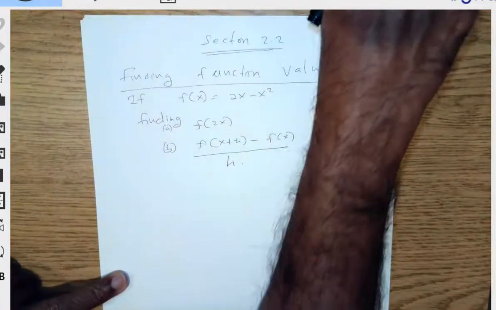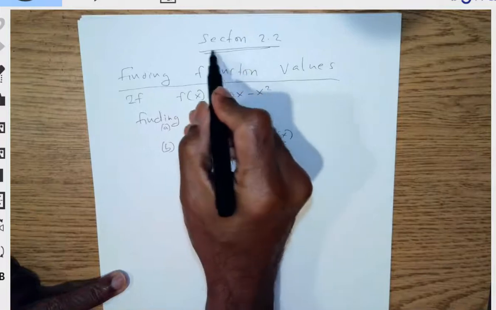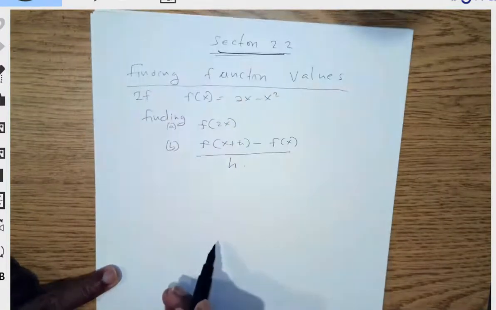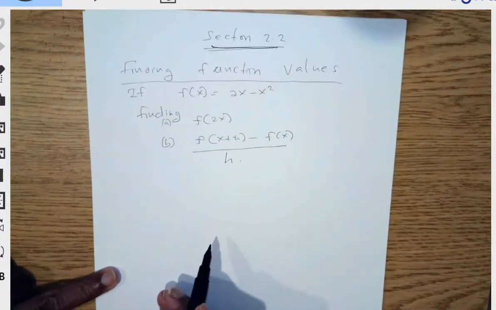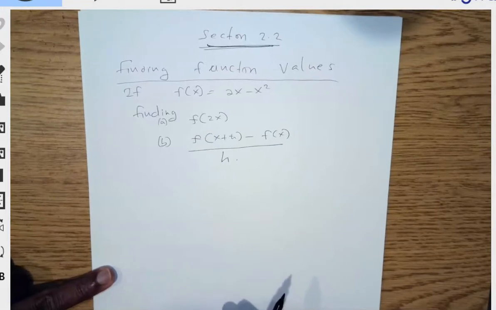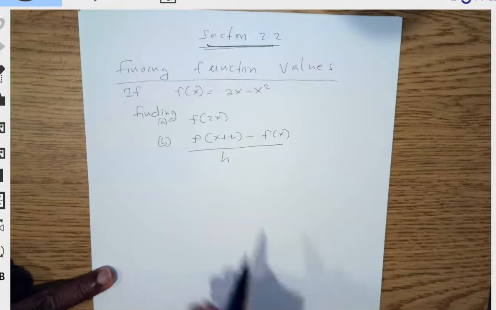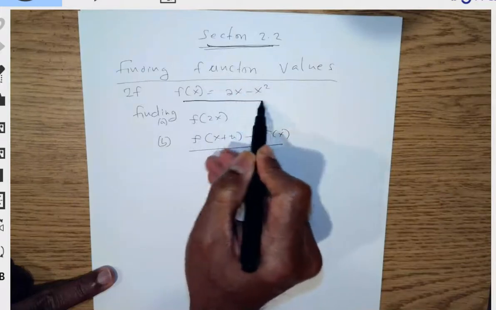So this is my video on section 2.2, which is actually on functions. The first part, where we talk about what is a function and how to find out that something is a function, I will probably do in a later video. But I'm going to do a video on something that students often find difficult, and that is finding function values and difference quotients. So suppose you are given this as a function.